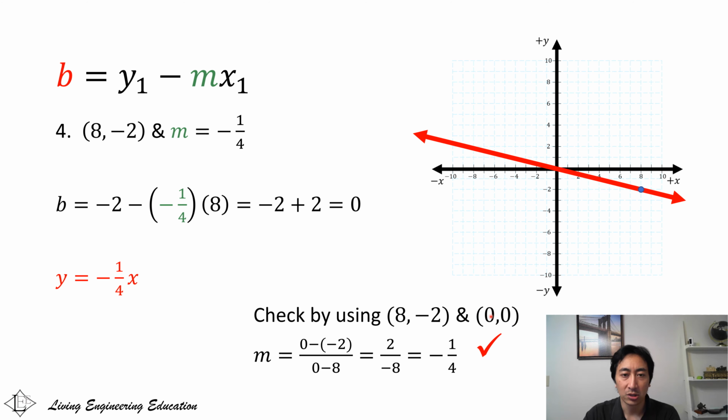So if I apply this slope equation, we get 0 minus -2 divided by 0 minus 8, so delta y over delta x. So this gives us 2 for my numerator. This gives us -8 for my denominator. And that gives us -1/4, which matches the slope that we're given.